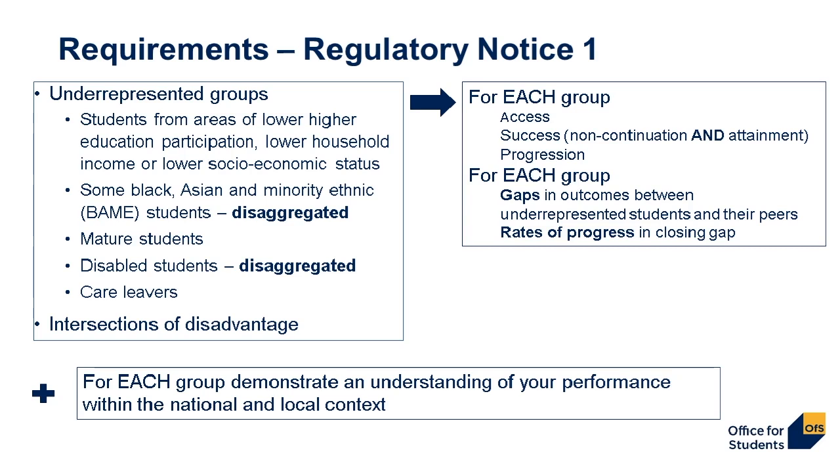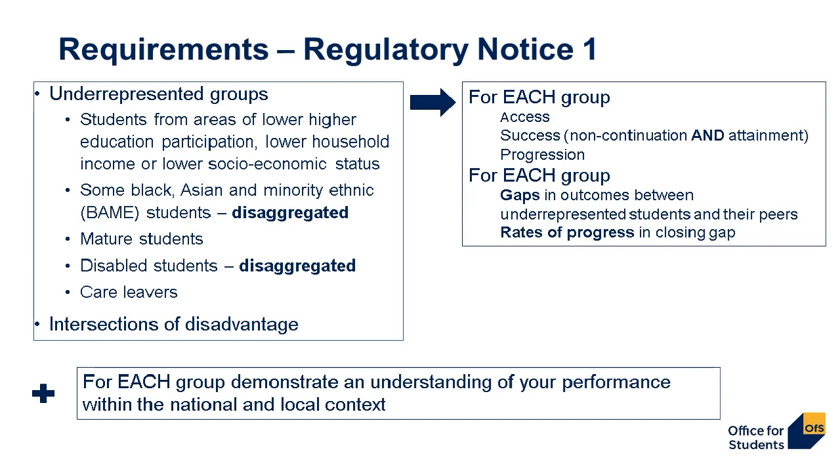So for each underrepresented group, you'll need to assess your performance in access, success, which is non-continuation and attainment, and progression. And so for each of the underrepresented groups, the gaps in outcomes between the underrepresented students and their peers and the rate of progress in closing the gap.